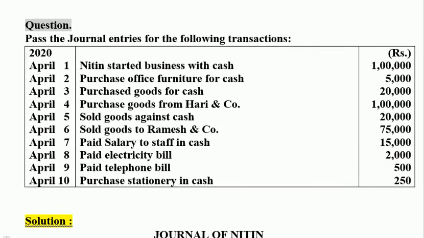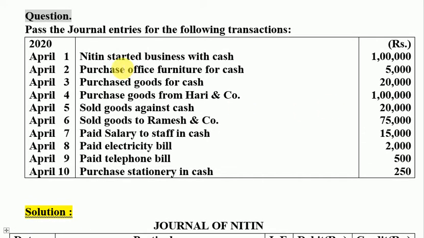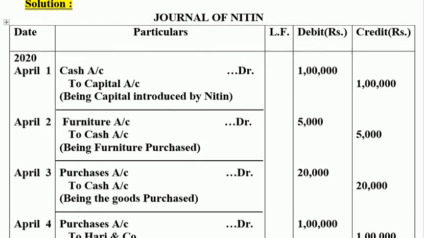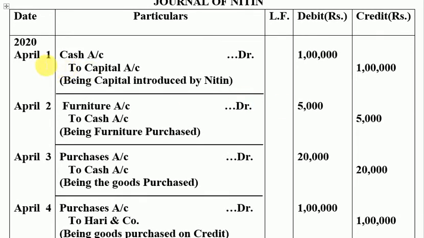So the first transaction is Nitin started business with cash worth rupees 1 lakh. So the journal entry is, you can see that on 1st April, cash account debit to capital account worth rupees 1 lakh and 1 lakh. Right now I have told you that each transaction has two aspects. First one is debit, and second one is credit. Clear? So here in business, cash is increasing and capital is also increasing.